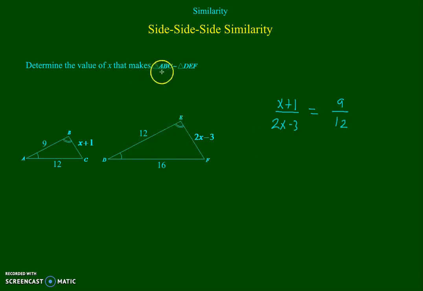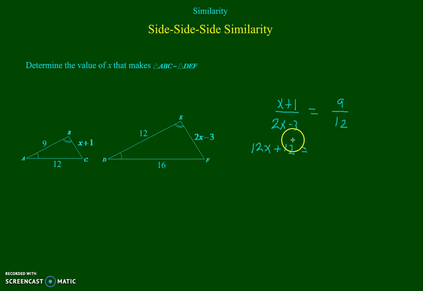So we used our similarity statement to say BC corresponds to EF and AB corresponds to DE, and we create our proportion. Now we're going to go ahead and try to manipulate this algebraically and see what we come up with. So we're going to multiply 12 by this. So we have 12x plus 12 equals, and then we're going to multiply this by that. Basically, we're cross multiplying here.